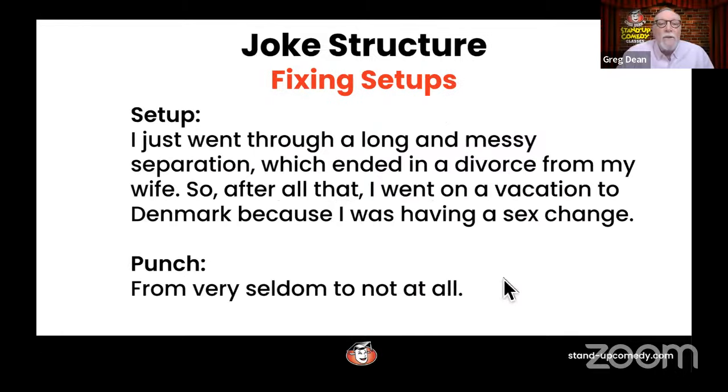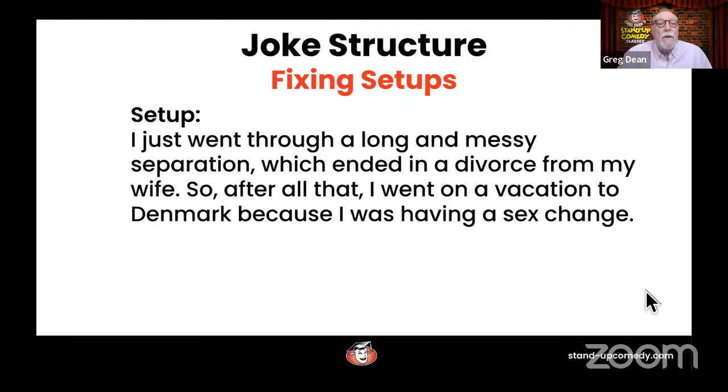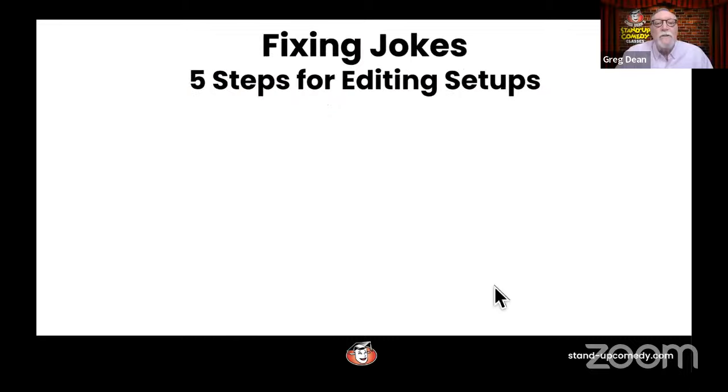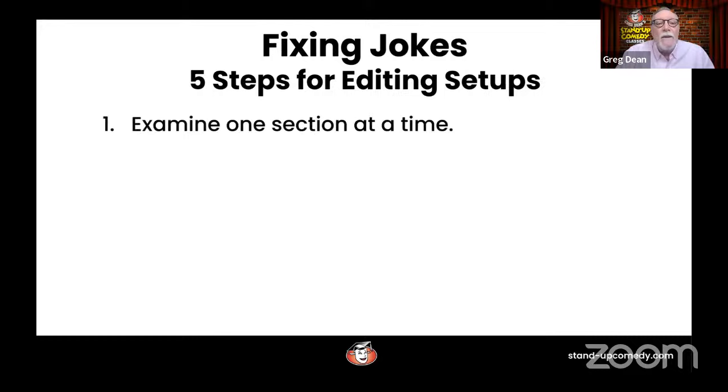So let's go back. We're now here for fixing setups. That's the other thing you can do, is fix setups once you understand joke structure. So let's just focus on the setup. We don't need the punch for right now. Here's our setup. As we discovered earlier, it's way, way overwritten. So how do we go about figuring this out? We're going to fix this joke. I have five steps for editing setups. This has never been put out into the public. This is a very, very powerful five steps, a process for looking at setups. So we have to identify it first, but then once we have it, we're going to examine one part at a time.